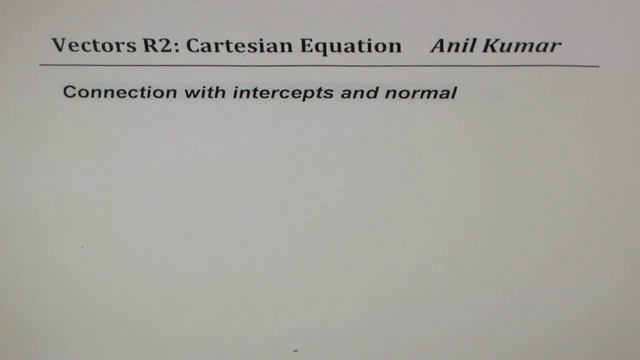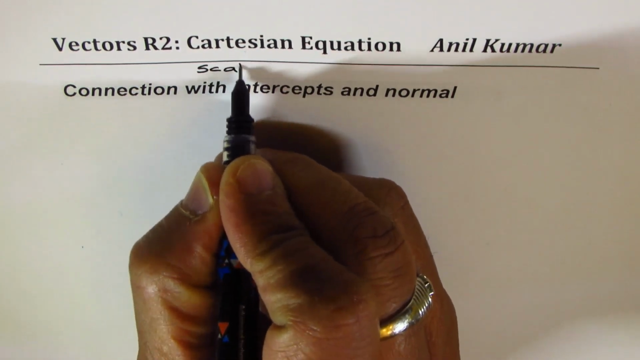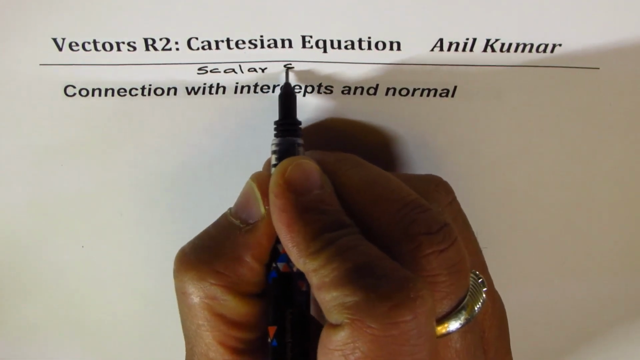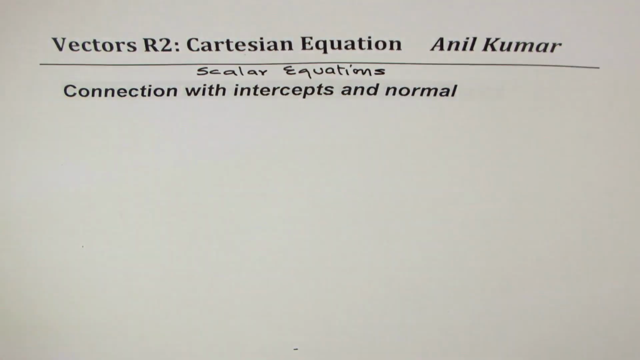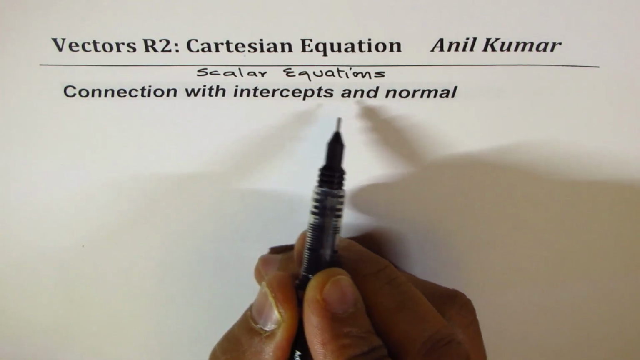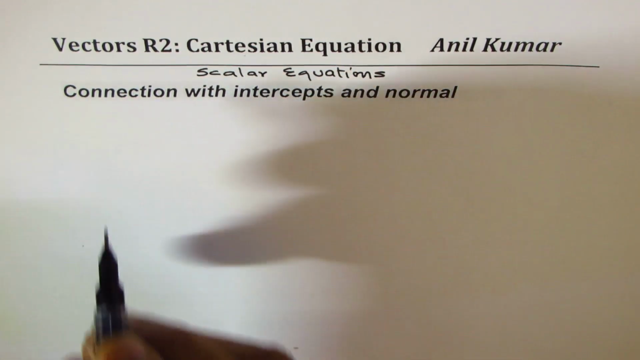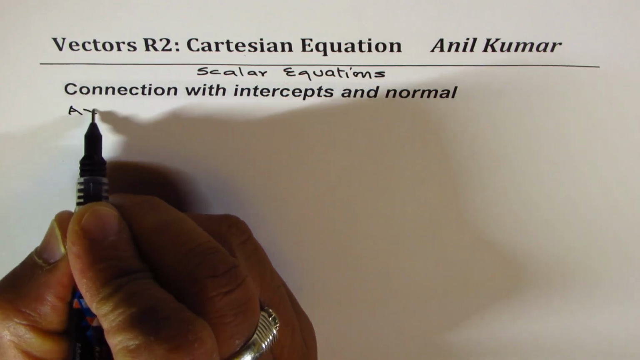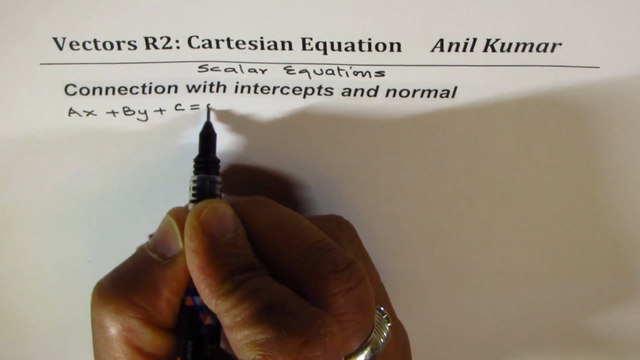I'm Anil Kumar, and in this video, I'll discuss at length about Cartesian equations in R2. We also call them scalar equations, right? So that's the other name for Cartesian equations. Cartesian equations can only be written in R2. Okay, connection with intercepts and normal, that's what we will understand from a basic Cartesian equation, which could be written as ax plus by plus c equals to 0.